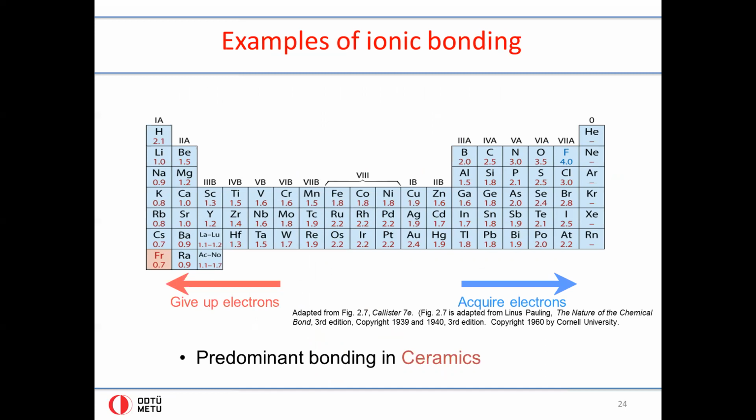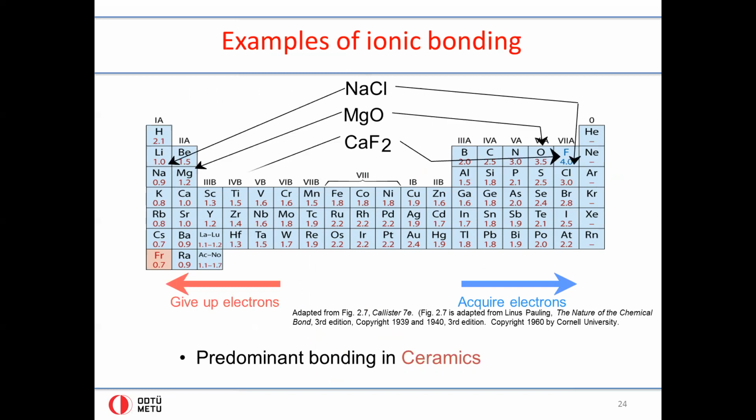So we said that this is the predominant type of bonding in ceramics. As examples of ionic bonding, again, you have those that are here and those that are here that bond, such as sodium fluoride, lithium chloride, potassium bromide, sodium chloride, magnesium oxide, and calcium fluoride being similar, except because calcium has 2 extra electrons and fluorine has 1 too few, you need 2 fluoride ions to balance 1 calcium ion.